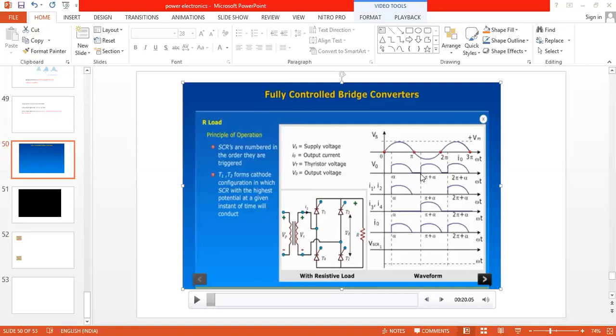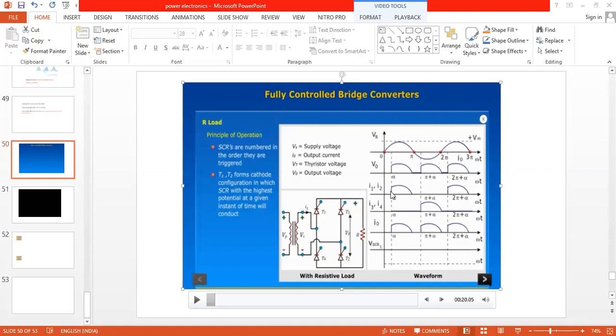So when omega t is equal to pi plus alpha, when SCRs T3 and T4 are on, current flows through the load from pi plus alpha to the next 2 pi. So 3 cases we have to write. What happens at case 1? At omega t is equal to alpha, omega t is equal to pi, and omega t is equal to pi plus alpha, the same thing repeats here.